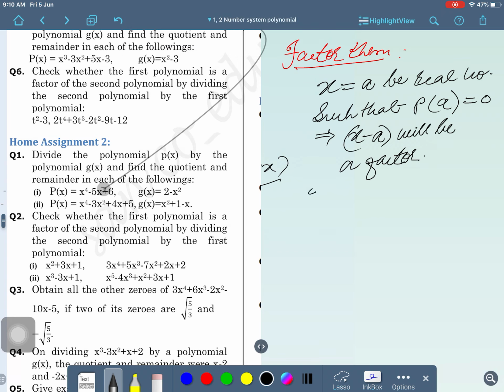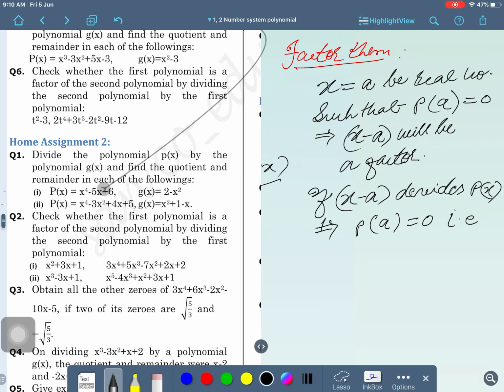Similarly, if x minus a divides the polynomial p of x completely, then what will happen? p of a will be equal to 0. This is what we speak of here: a is a zero, 0 means zero, this is called a zero of the polynomial. So, this is the modified version of the remainder theorem.